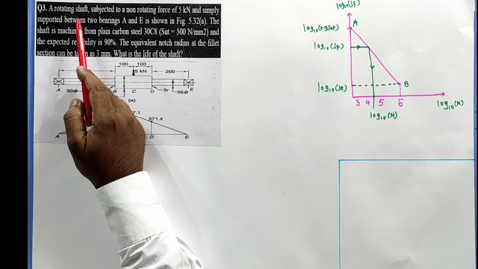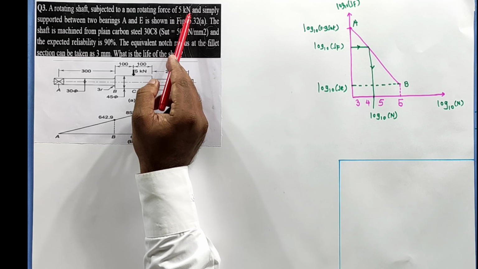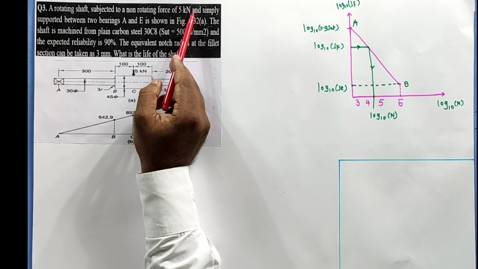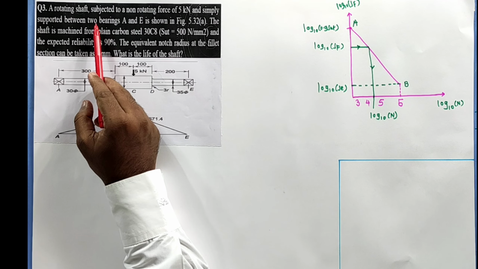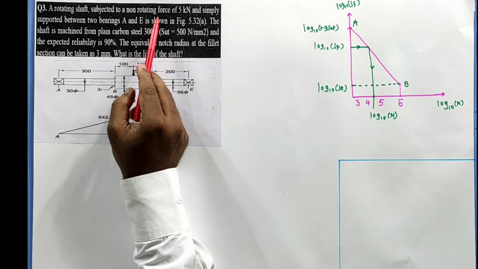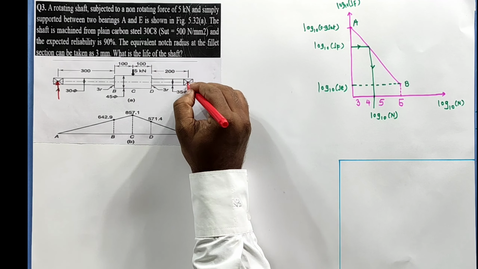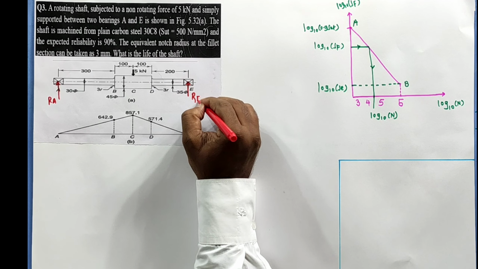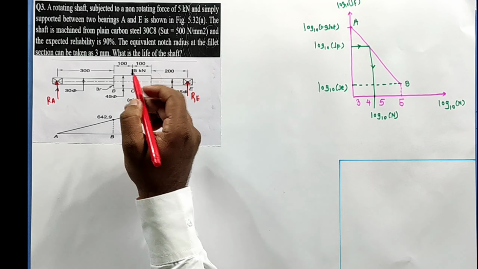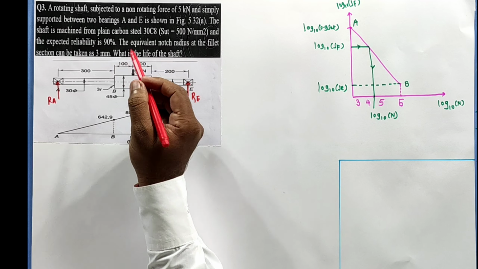See, a rotating shaft of circular cross section is subjected to a non-rotating force of 5 kN. So this 5 kN load acts on a simply supported beam between two bearings A and E. So this is bearing A. The bearings have reactions, reaction at A and reaction at E, correct? And in between is where the 5 kN load is situated.